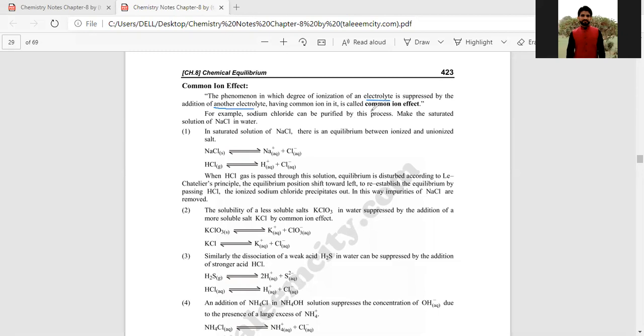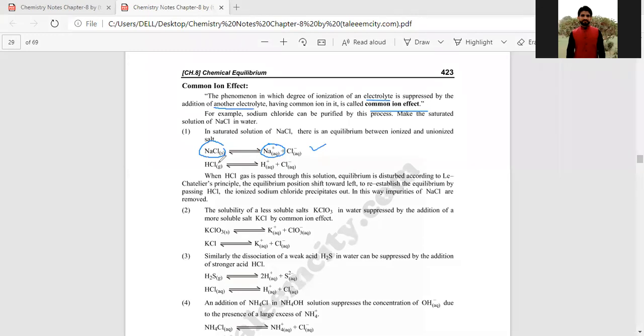This is basically called the common ion effect, because dissociation means the compound dissociates into its ions. So when it dissociates into its ions, the ions are now present in a medium. Here you can see sodium chloride is in a solid form. When it dissociates in a solution, it will convert into its ions, Na positive and Cl negative. But we don't want to ionize this. So to suppress the ionization of sodium chloride, we have to add some electrolyte that will suppress the ionization.